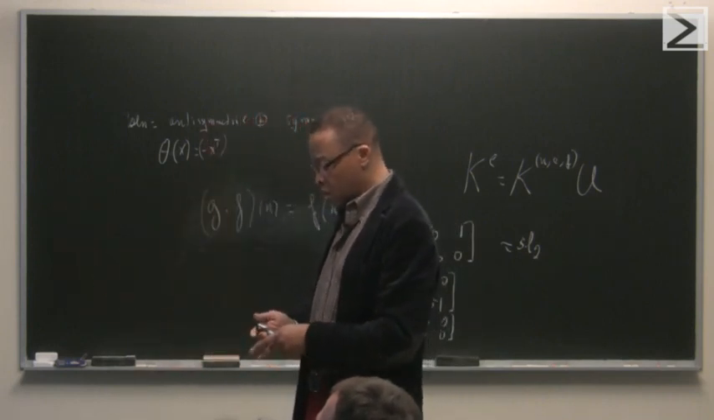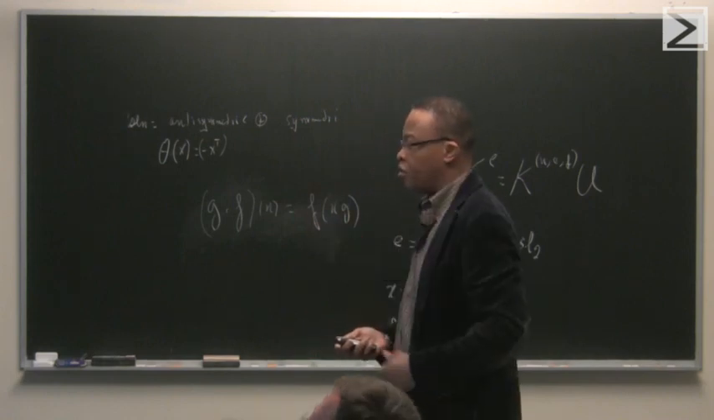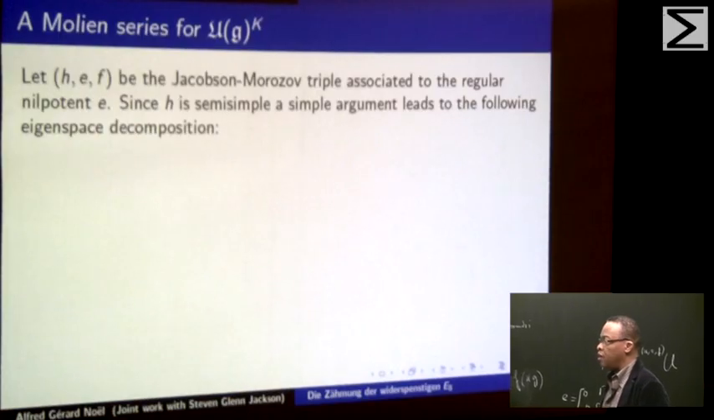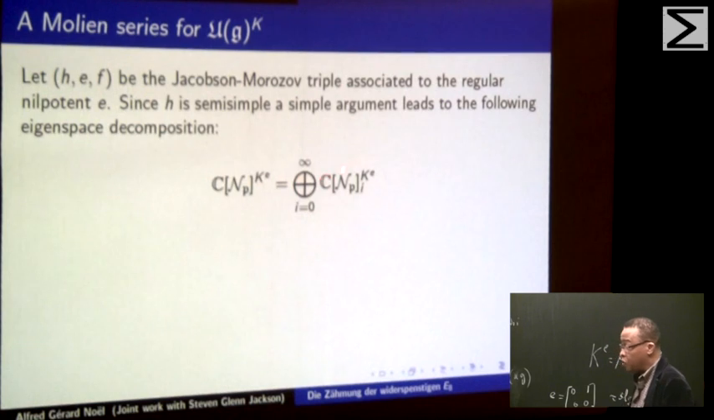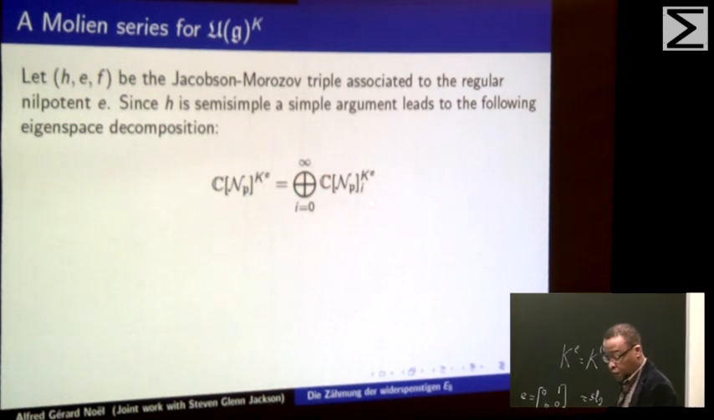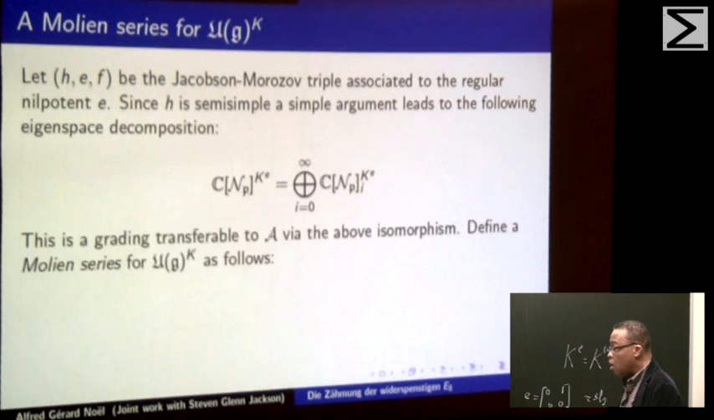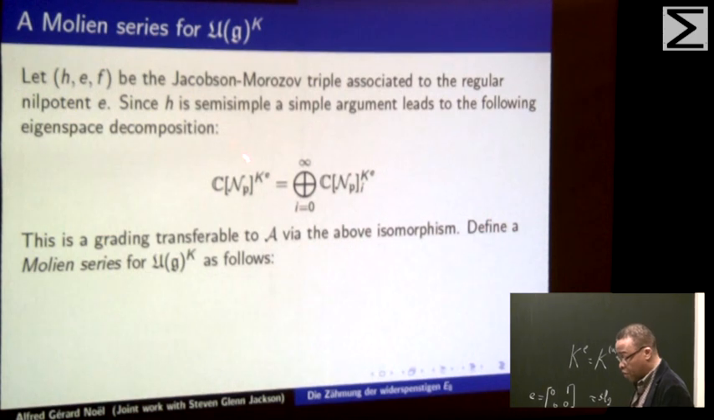This is the big theorem by Kostant and Dynkin in the 50s, so it's quite important. Because H is a semisimple element, that means you can think of it as a diagonal matrix, so it breaks this thing into eigenspaces. And the grading that we have here, because of the isomorphism that we had earlier, you can lift it back to A.